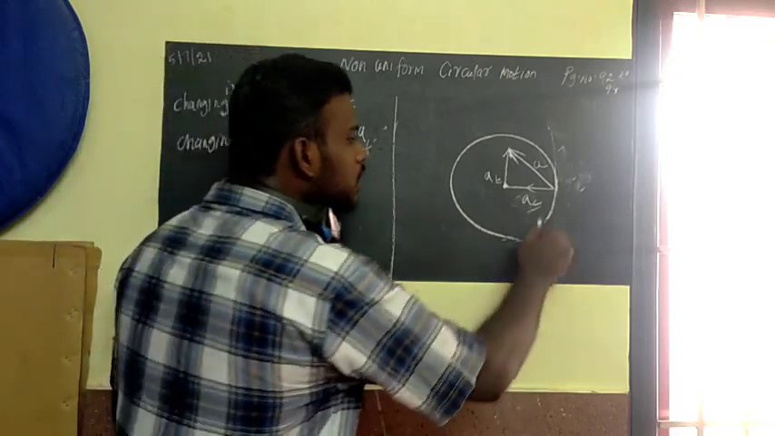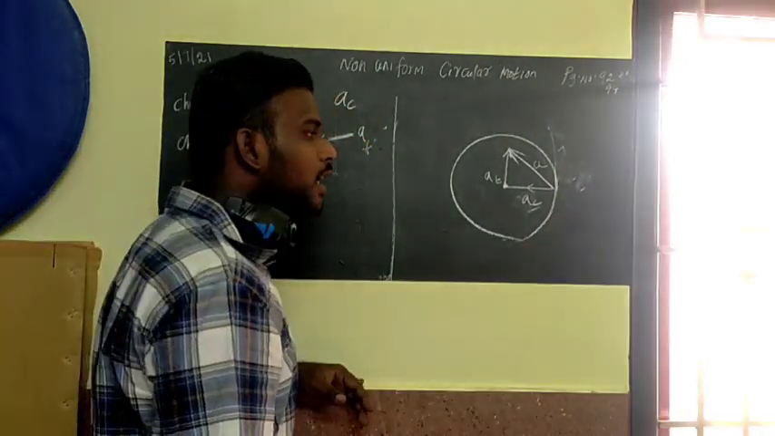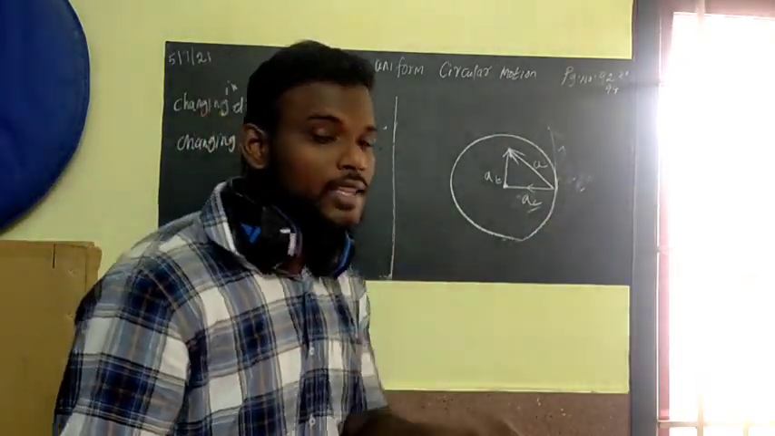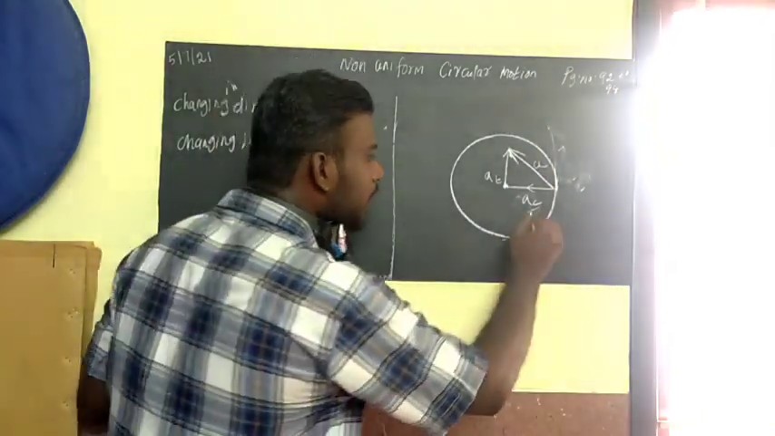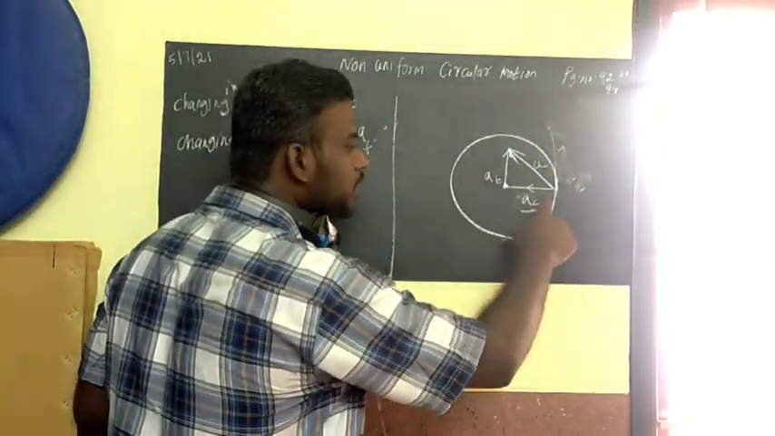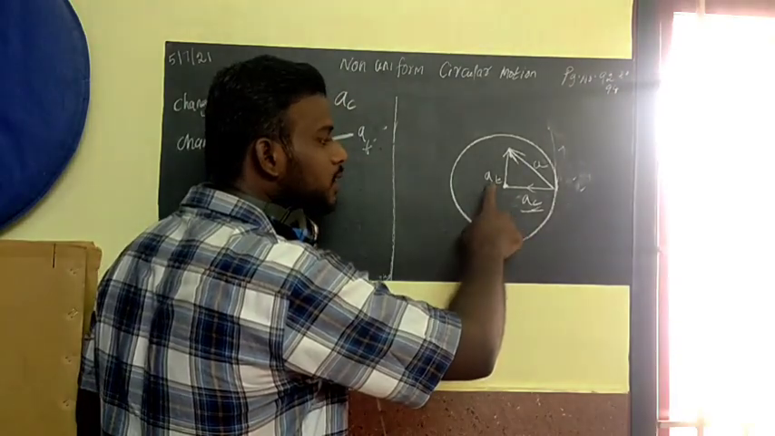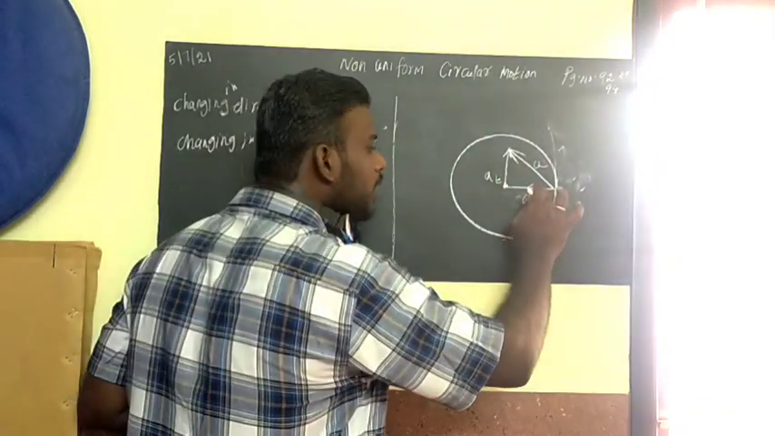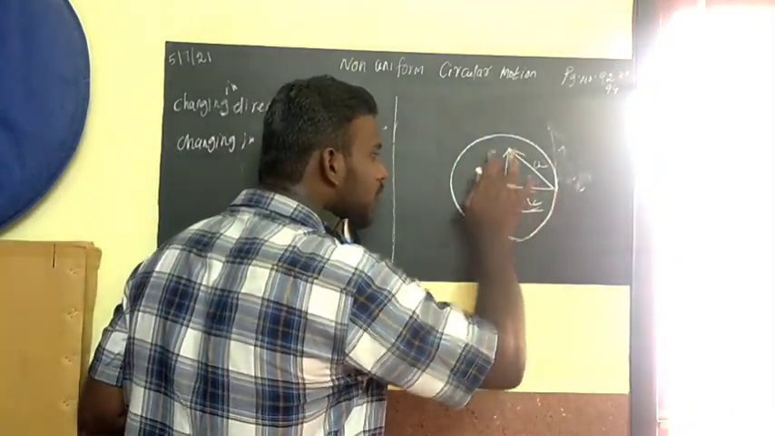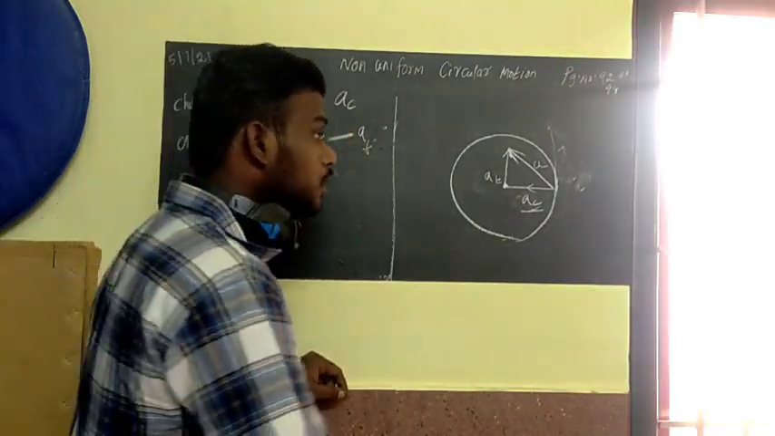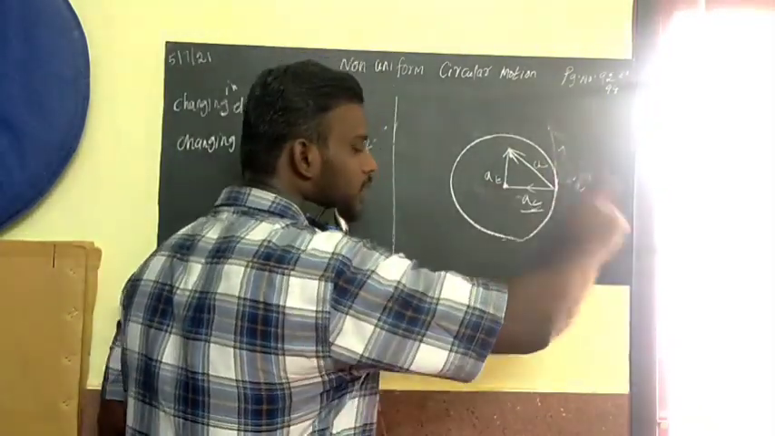And you can see the two vectors acting in the anti-clockwise direction. Here, what will be the direction of centripetal acceleration? It's going like this. What will be the direction of tangential acceleration? It's going like this. So the two vectors are going in the anti-clockwise direction. It is a clockwise direction.